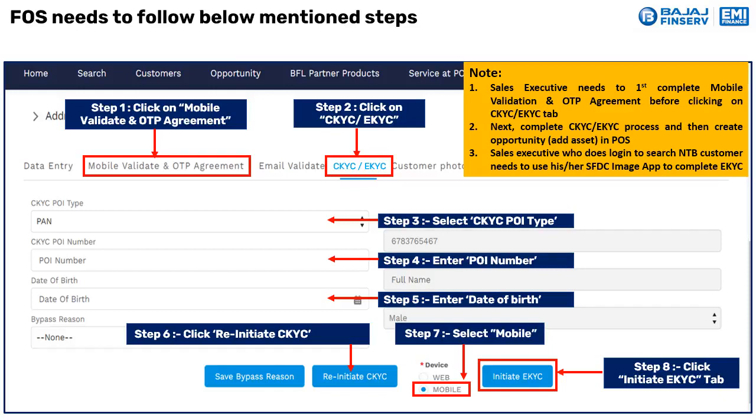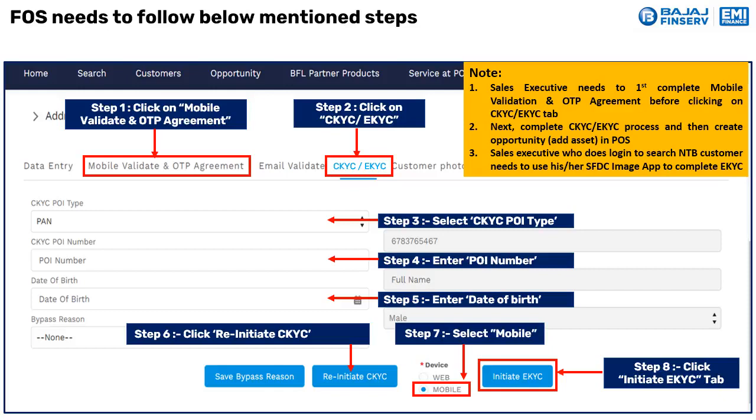Once you have finished this CKYC eKYC part, after this go to your opportunity part of adding your asset, your invoice amount, your loan amount, your scheme selection. Do not do your scheme selection, adding asset, invoice amount, loan amount first and then come to this. The correct order is do your mobile validation OTP agreement, then do your CKYC eKYC part, and then add your asset, model, invoice amount, loan amount, means creating your opportunity.